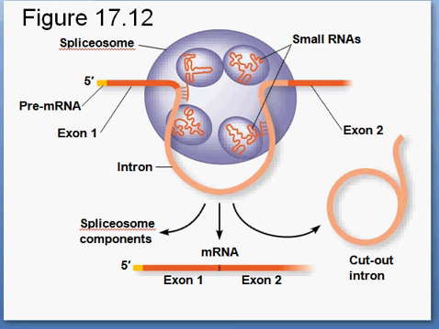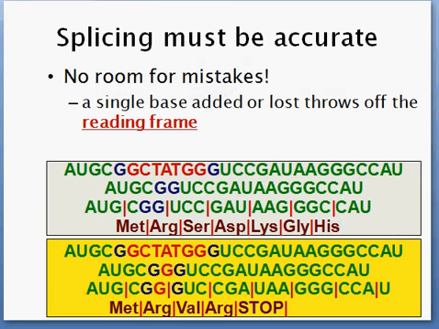It's important that splicing is accurate. There can be no room for mistakes because, as we've talked about and as you learned in regular biology, even a single base added or lost will throw off the reading frame that is going to be responsible for the different codons making the sequence of amino acids in the proteins. So ribozymes are catalytic RNA molecules that function as enzymes, and they can splice the RNA.